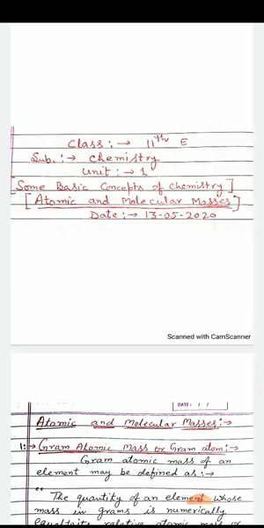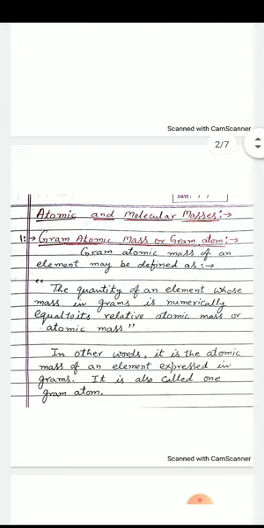Today we shall study in chemistry some basic concepts of chemistry. In our previous video, we discussed atomic mass unit and average atomic mass. In this video, we shall discuss some more definitions. Atomic and molecular masses. First, gram atomic mass or gram atom.